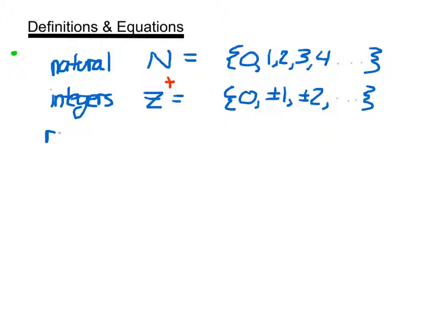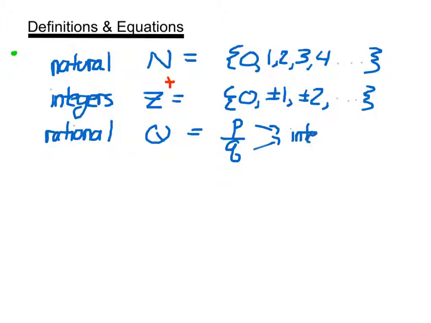The rational numbers we designate with the capital letter Q. And remember, rational numbers are any numbers that can be written in the form P over Q, where both P and Q are integers. So these are decimals that repeat, or decimals that end, or whole numbers. Irrational numbers have decimals that go on to infinity and never repeat. So an example of an irrational number would be pi. It can't be written in the form P over Q.